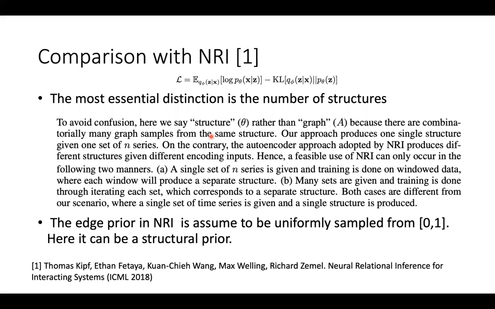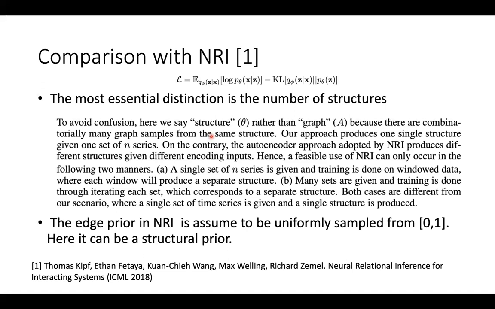So in other words, NRI may not scale very well in the transductive setting, whereas this model may be more reasonable when we just want to do the inference over just one system.